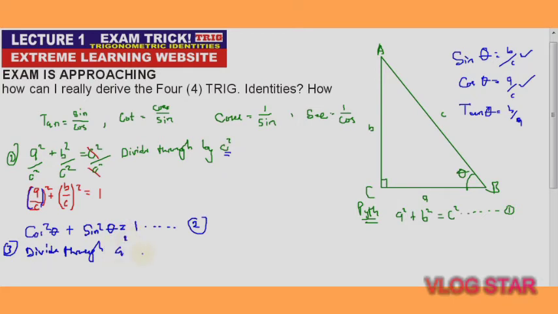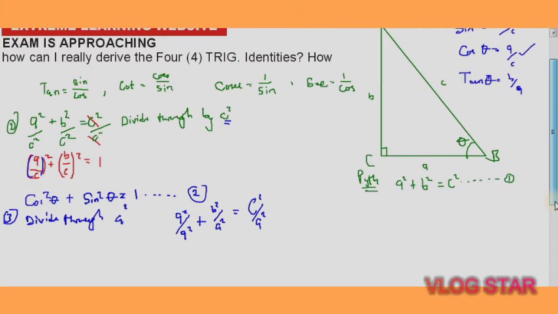So now, let's say a squared over a squared plus b squared over a squared is now equal to c squared over a squared. So we're looking for the third trig identity. Now let's go down a little bit.